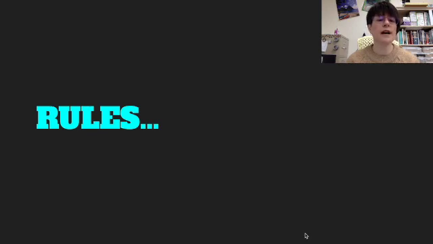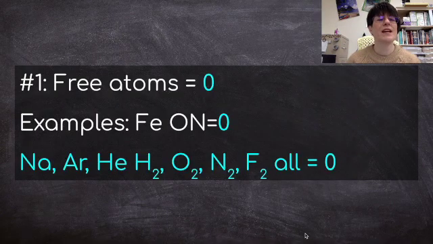So the rules for oxidation numbers. There are 5 main rules, but rule number 4 has a lot of sub-rules. Rule number 1 is that free atoms have an oxidation number of 0. An example is if you just see Fe, iron, its oxidation number is 0. The same would apply to sodium, argon, and helium, especially because they are noble gases, so noble gases have an oxidation number of 0. And the diatomics are all 0 as well. H2, O2, N2, F2 are all 0.